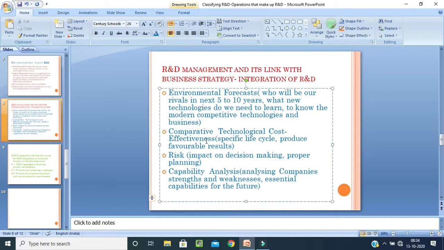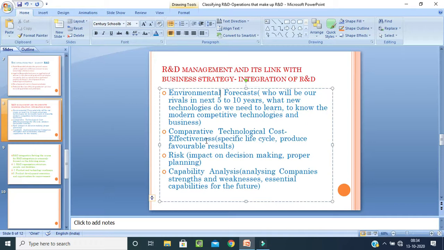After 10 years or 5 years, can the raw materials still be supplied by the suppliers? Does the supplier still have the stock with him, or should we tie up with new suppliers? All these things take place within the environmental forecast. Maybe the supplier who is already supplying to us has a stock of only 5 years. After 5 years, to whom do we approach, and how do we manage?